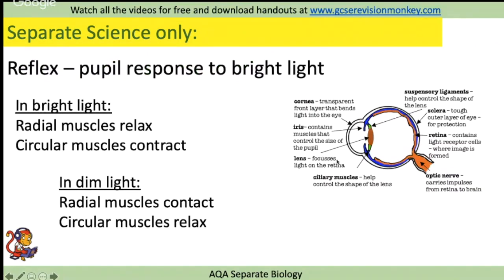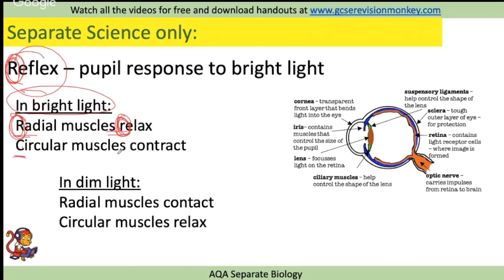Final couple of slides. In relation to the reflexes and responses that we talked about before, in terms of nervous responses and automatic responses, when your eyes are suddenly put in front of bright lights, there is a reflex response to protect your eyesight. In bright light, your radial muscles relax. So this is the reflex bit, the 3 R's: Reflex, the radial muscles relax in bright light.